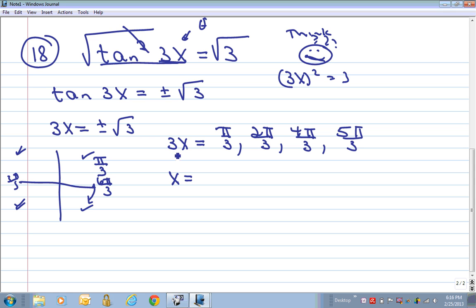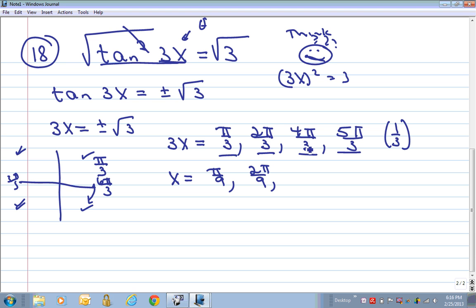To do that, we would divide by 3 or multiply each of those values by 1/3. So I'm going to just put my 1/3 out here. I'm going to multiply each term by 1/3, and that will give me my actual x or theta values. So when I do that, I get pi over 3 times 1/3, which would be pi over 9. I get 2 pi over 3, which would be 2 pi over 9. I'm sorry, yes, 2 pi over 9.